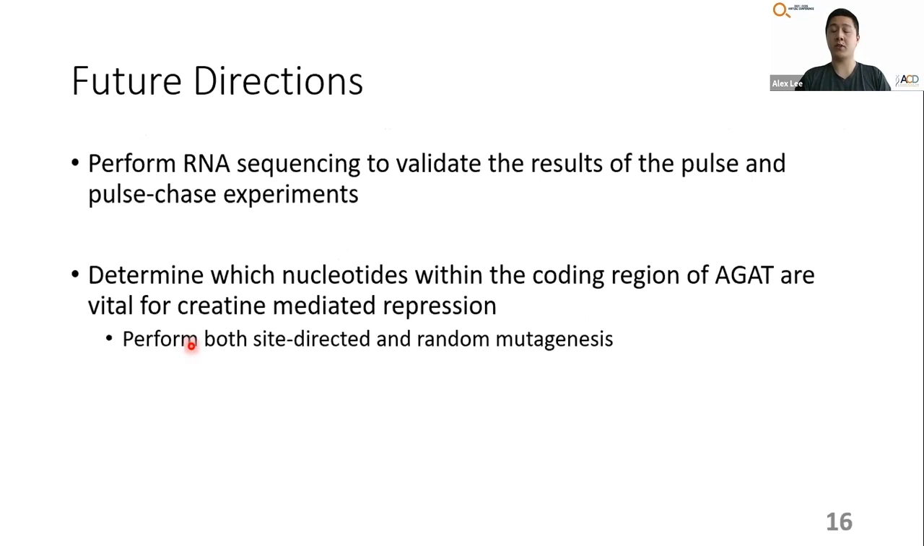In addition, we also want to determine which nucleotides within the coding region of AGAT are vital for facilitating creatine repression. To do this, we'll be using both site-directed and random mutagenesis and basically mutate nucleotides to change amino acids and observe how this affects the ability of AGAT to respond to creatine.